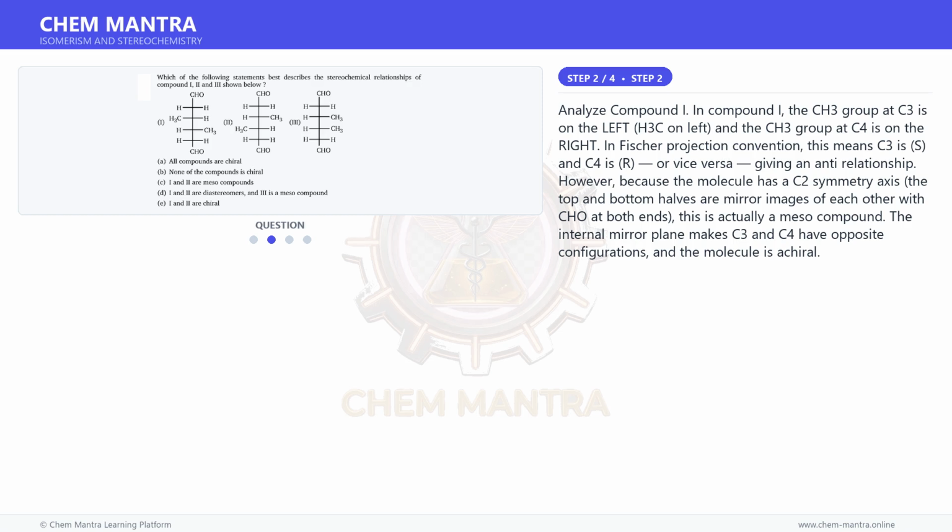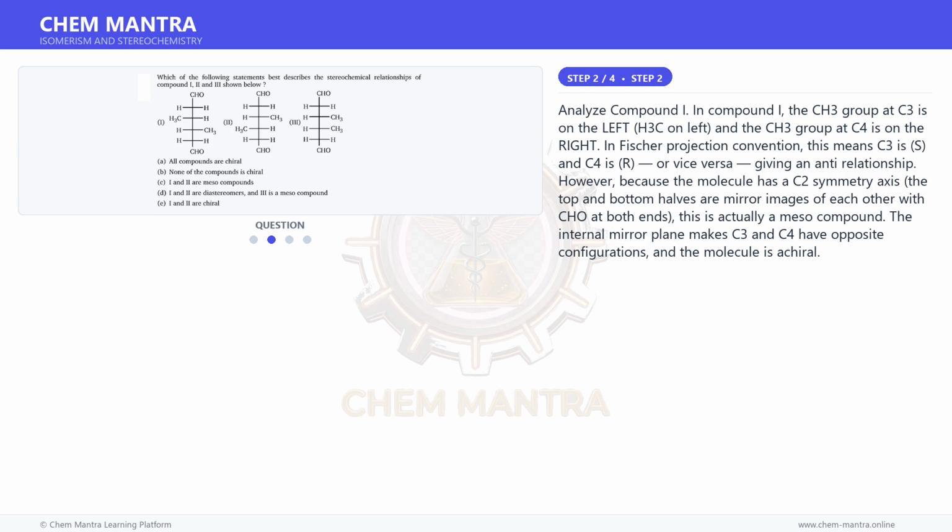Analyze compound I. In compound I, the CH3 group at C3 is on the left, H3C on left, and the CH3 group at C4 is on the right. In Fischer projection convention, this means C3 is S and C4 is R or vice versa, giving an anti-relationship. However, because the molecule has a C2 symmetry axis, the top and bottom halves are mirror images of each other with CHO at both ends.